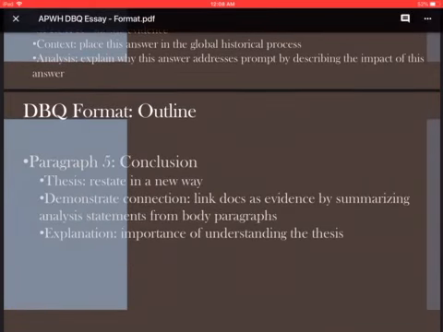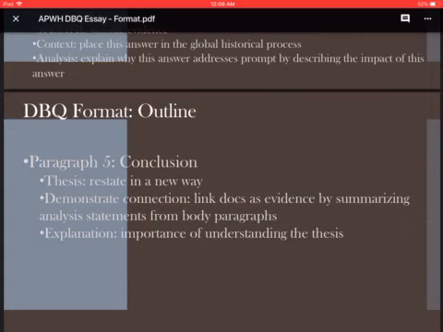Last is the conclusion. Okay, you want to restate your thesis in a new way. Demonstrate a connection. So here is where you link together the documents that you used as evidence by summarizing the analysis statements that are at the end of each of your body paragraphs. You summarize those here in your conclusion, and now you've connected your evidence to your thesis.